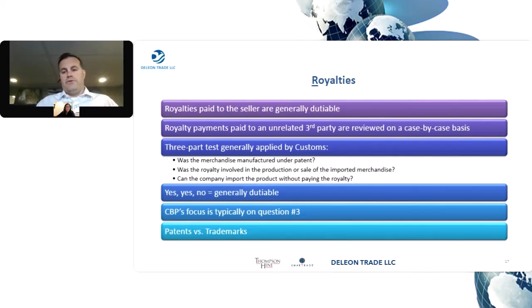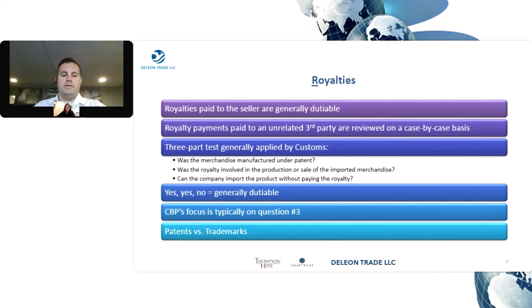But royalties are reviewed on a case-by-case basis. They're easy, low-hanging fruit for customs, because customs is going to look at your general ledger when they do an audit. They say, let me look at your general ledger. They look for royalty expense accounts. They look at the detail, and they say, okay, give me all the agreements that pertain to these royalties. And they're going to be able to easily identify that in your accounting records and during an audit.